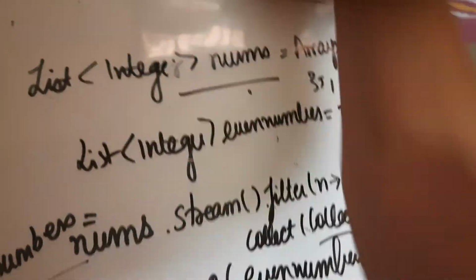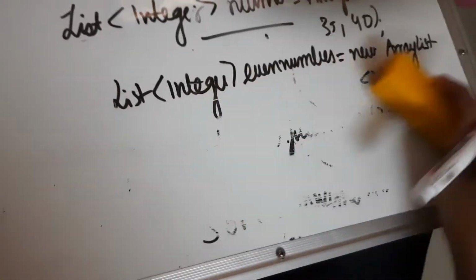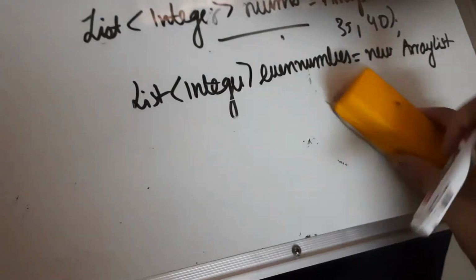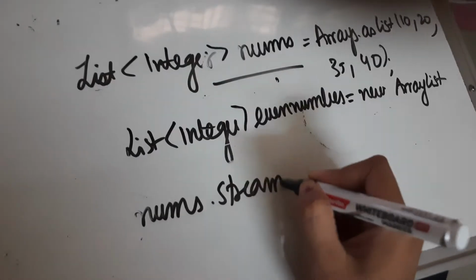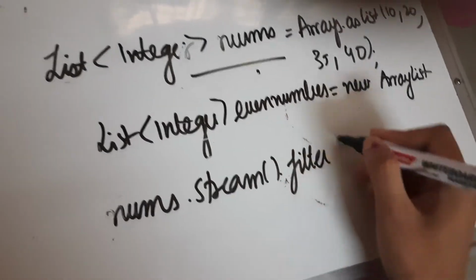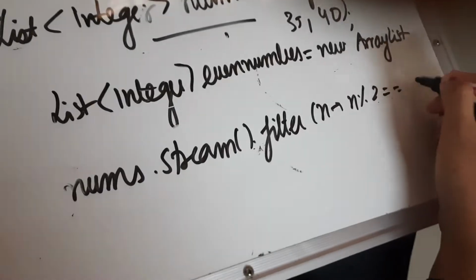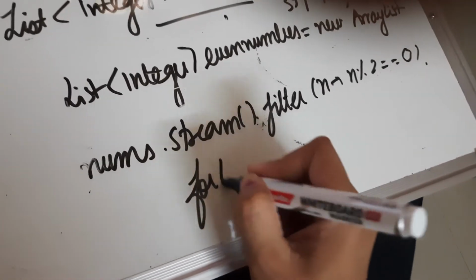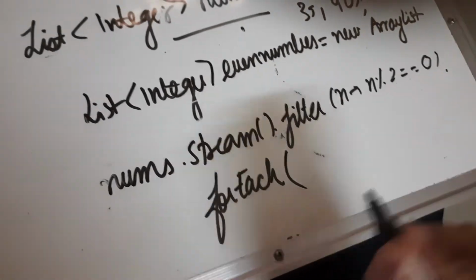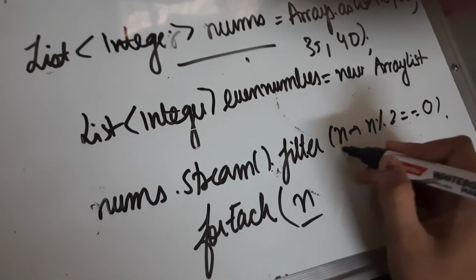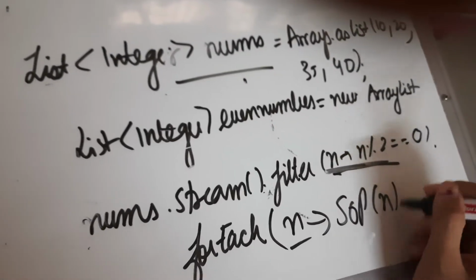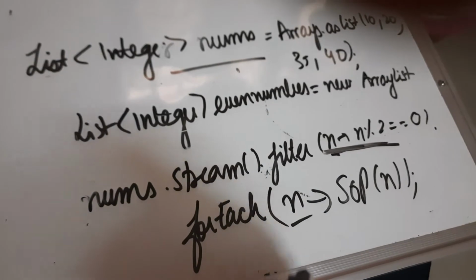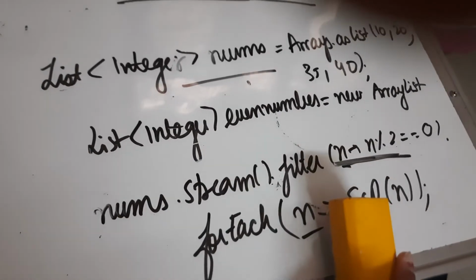Now what if I don't want to store this in another list and I just want to directly print this? How will I do that? The same thing: I'll go to numbers.stream.filter and apply the same condition. Now for a change, instead of collecting it, I'll iterate it. I'll use forEach, and whatever objects are coming, I'll simply call SOPN. SOP is System.out.println. So I directly loop through it, apply the forEach, and simply print it.